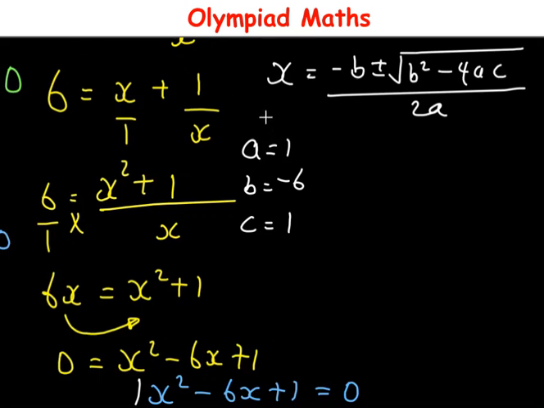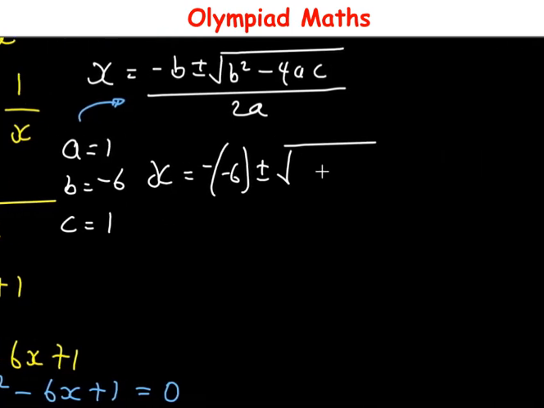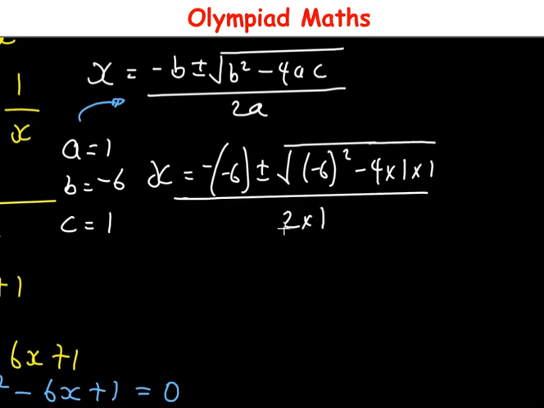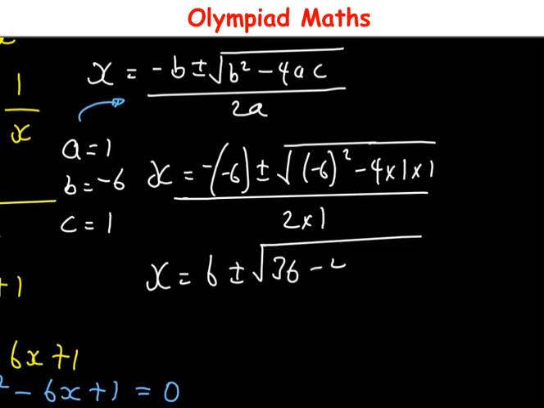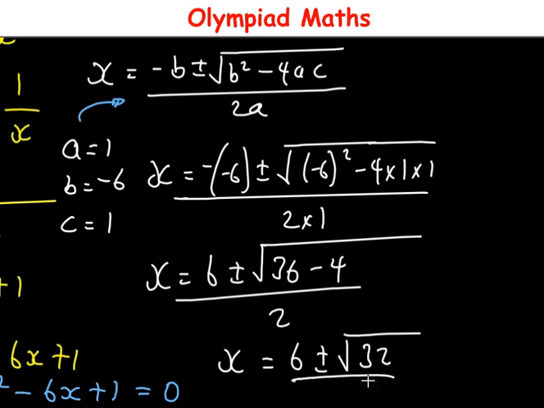So inputting these values into the formula, the solution for x is equal to minus b, which is minus 6, plus or minus square root b squared. B is minus 6, so minus 6 all squared minus 4 times a is 1 times c is 1, then all over 2 times a is 1. And from here, x is equal to minus times minus 6 is plus 6, plus or minus square root of minus 6 squared is simply 36, then minus 4 times 1, which is 4, all over 2 times 1 is 2. So x is equal to 6 plus or minus square root of 32 all over 2.